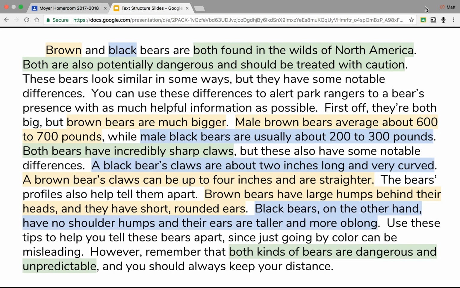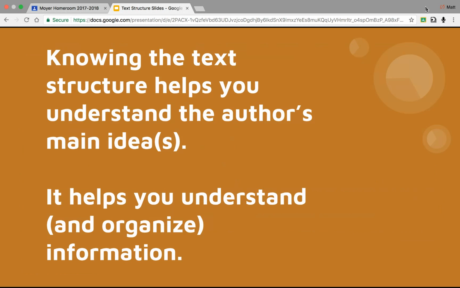One of the challenges as a reader is to say, which thing am I talking about here? How do I organize that? And of course, if you wanted to use a Venn diagram as a good graphic organizer to help you do that, that would be perfect, because that's the way this text structure is set up.